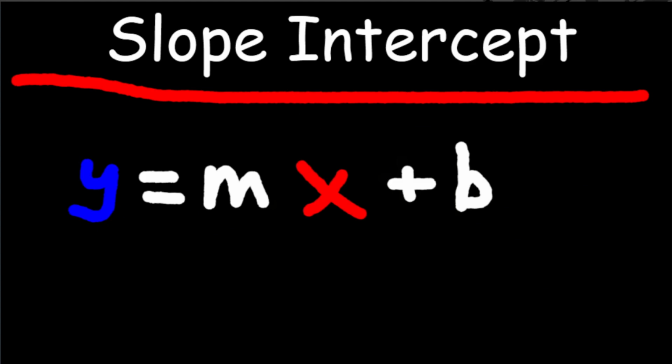In this video, we'll be learning about the slope intercept. Okay, so let's start with a graph. This is the y-axis, and right here is the x-axis. So we have this line that goes through the middle.